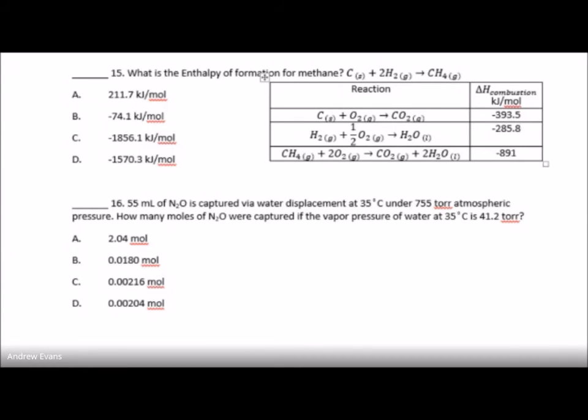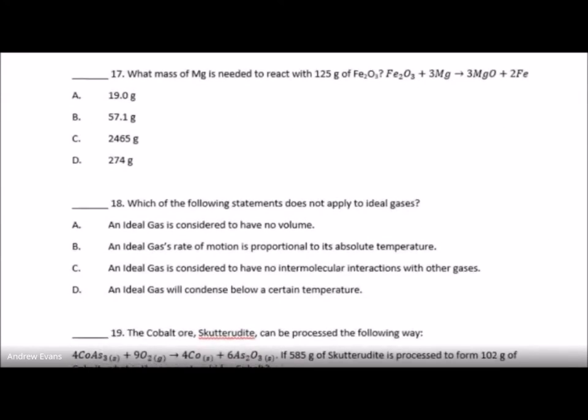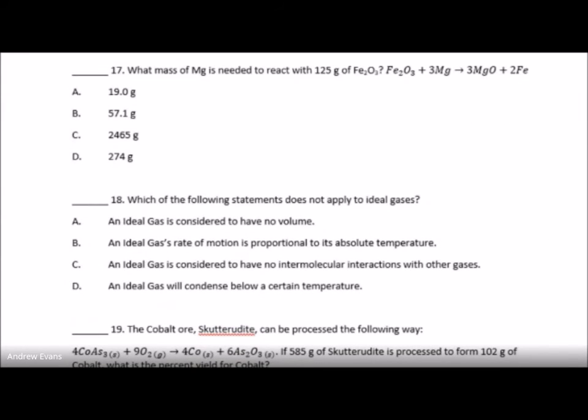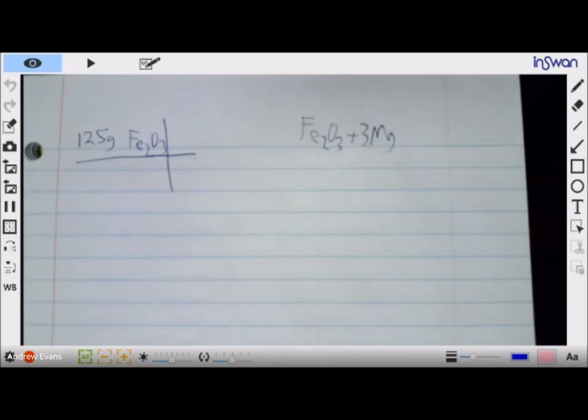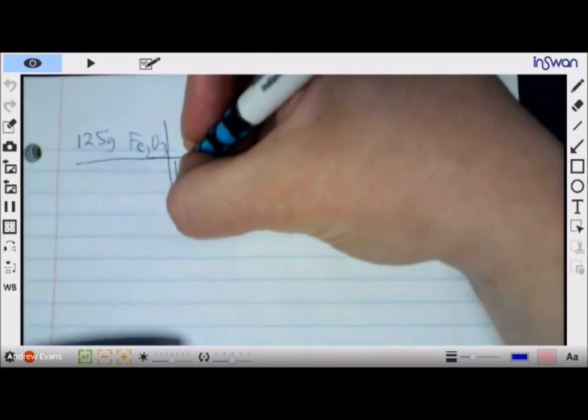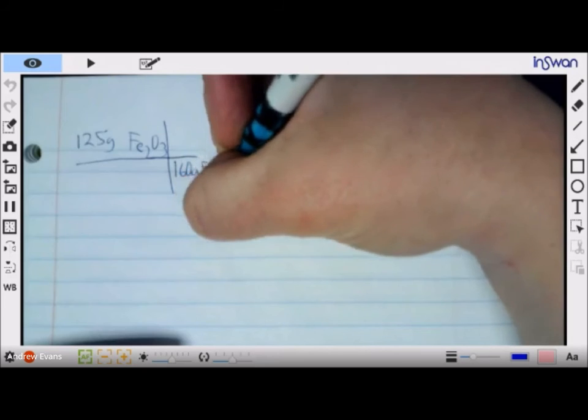Okay. Almost done. Last four. Finish strong. What mass of magnesium is needed to react with this mass of iron oxide? So we're turning 125 grams of Fe2O3 into Mg. The only part of this equation I actually need is that it's 3 Mg for one Fe2O3. So we need to find, what is the molar mass of Fe2O3? Fe is about 56, so times 2. Oxygen is 16 times 3. We say there's 160 grams of Fe2O3 in 1 mole.